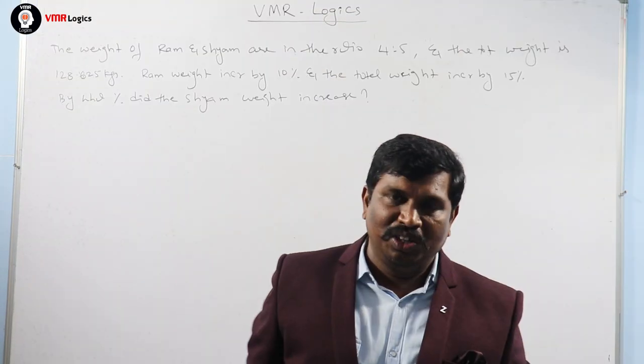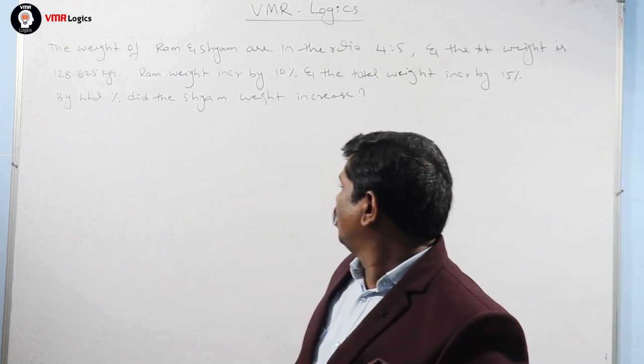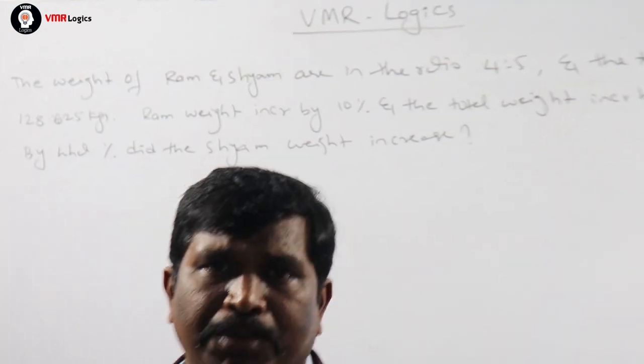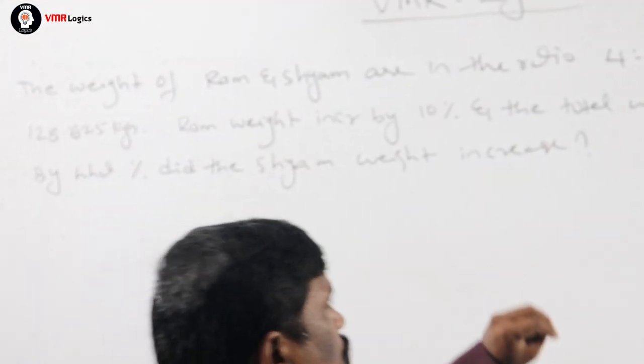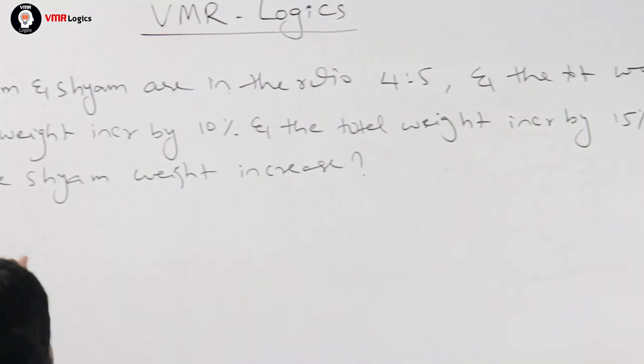Okay, now let us see a question from ratio and proportion, guys. The question is: the weights of two friends Ram and Shyam are in the ratio 4:5, and their total weight is 128.625 kgs.